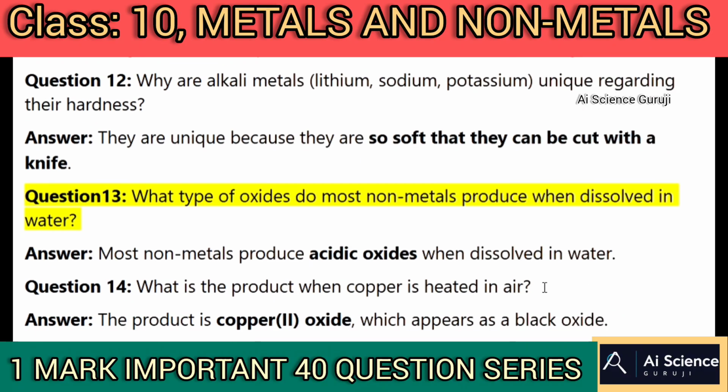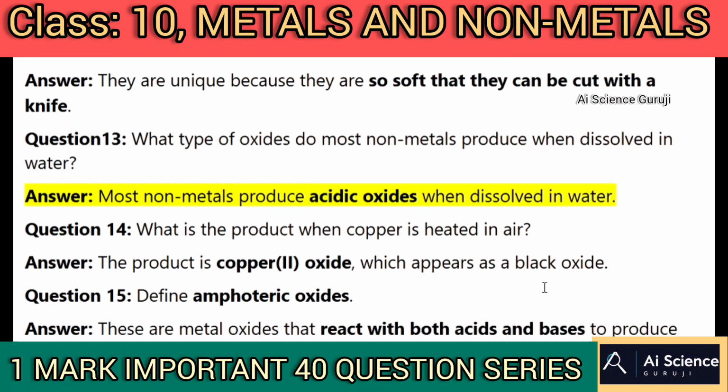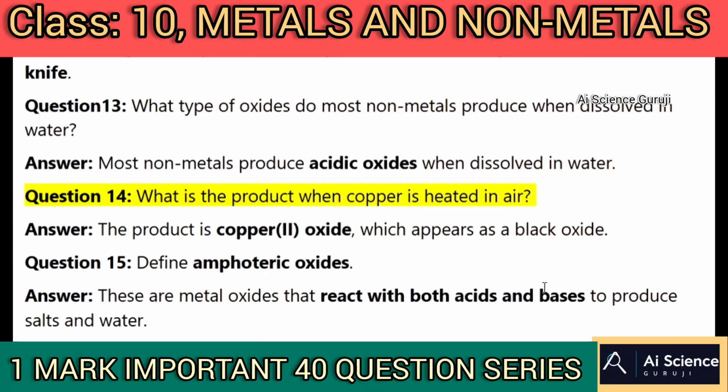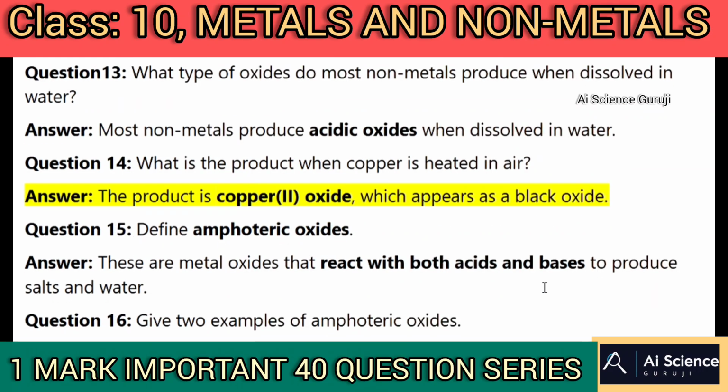Question 13. What type of oxides do most nonmetals produce when dissolved in water? Answer. Most nonmetals produce acidic oxides when dissolved in water. Question 14. What is the product when copper is heated in air? Answer. The product is copper oxide, which appears as a black oxide.